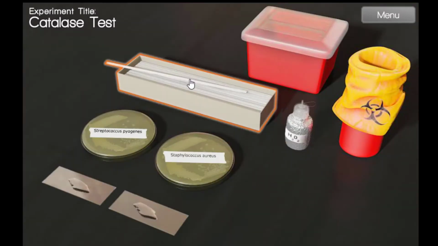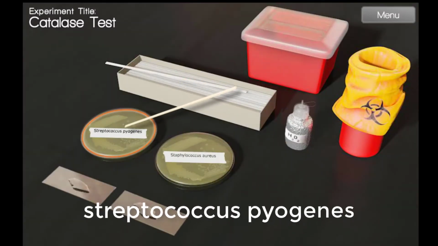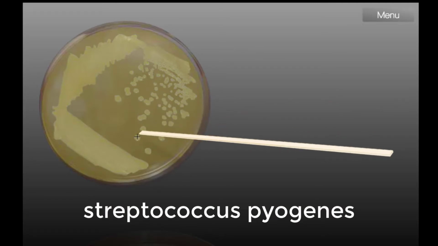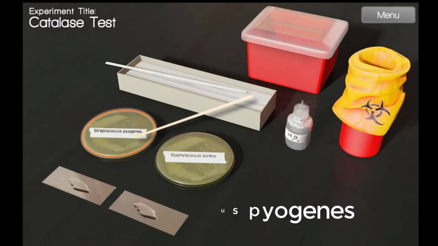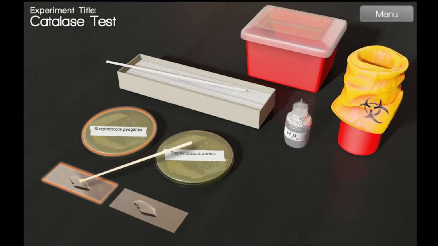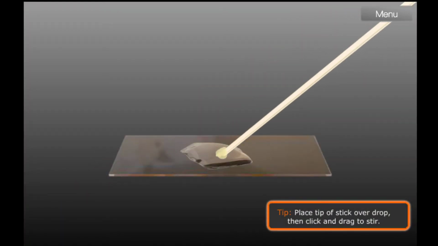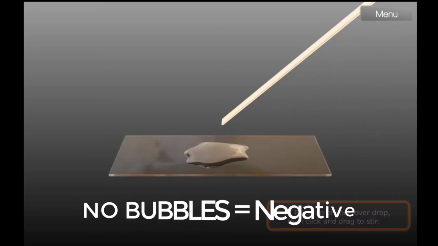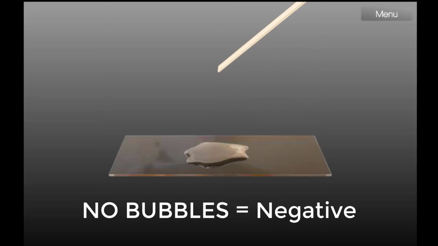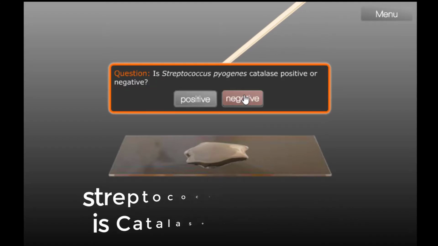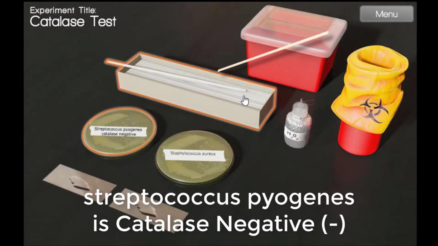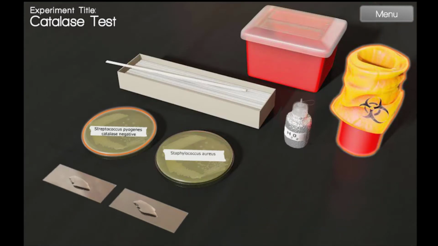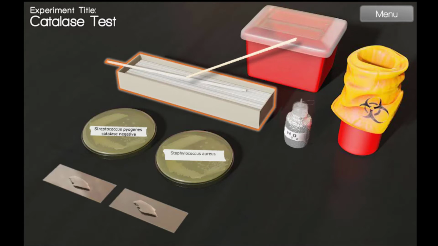Now we're going to use a stick and pick a colony of bacteria. Be sure to pick a colony that's off by itself. Now that we have a colony of Streptococcus pyogenes, we can add it to our slide. We see that the test is negative because there is no bubble formation. So Streptococcus pyogenes must be negative. Our stick is now contaminated, so we must throw it away in the biohazardous waste and choose a new stick.